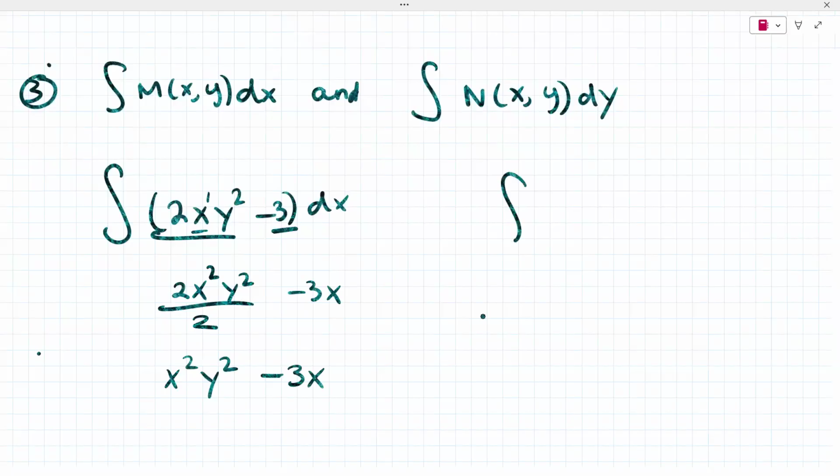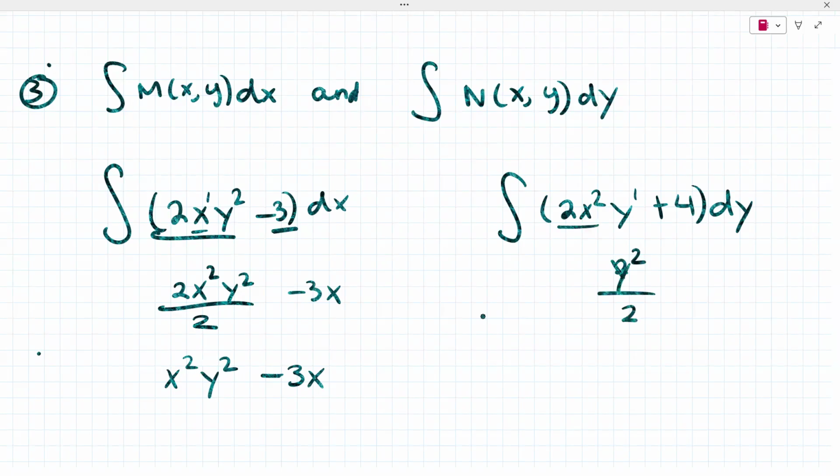Okay, over here, it's going to be the integration of 2x squared y plus 4 dy. Okay, so we're taking the integration with respect to y, so this has a y, this has a power of 1, so just do your integration rule. So it's going to be 1 plus 1 is 2 over 2, and then the rest is just a constant, so bring that down. And then the integration of 4 is just 4y. Okay, so the 2s cancel, and then you're just left with x squared y squared plus 4y.